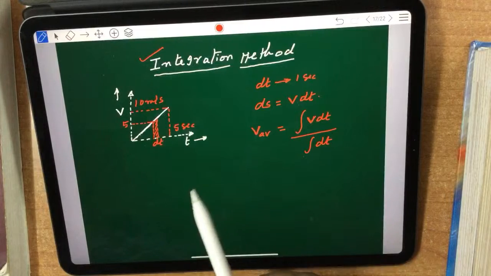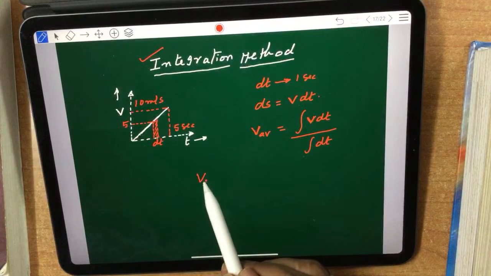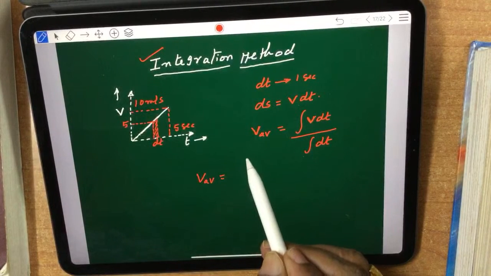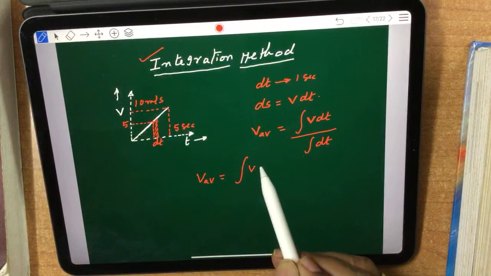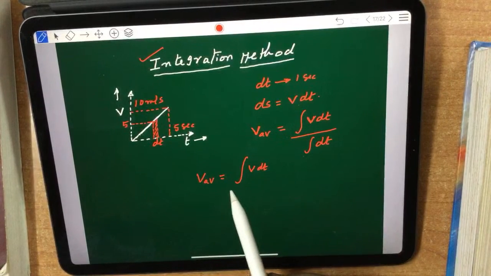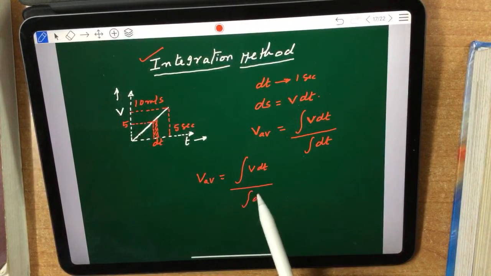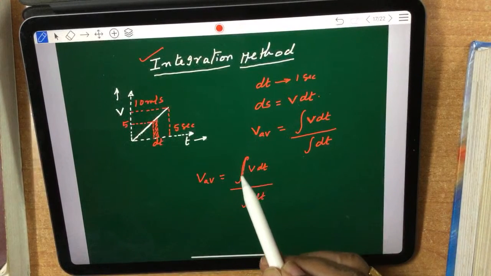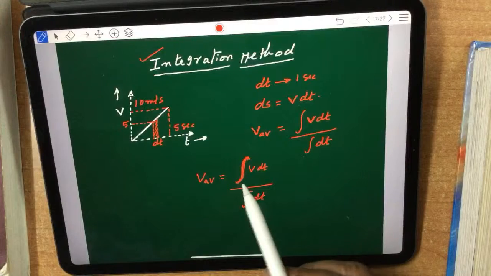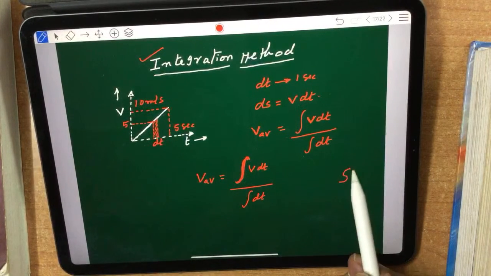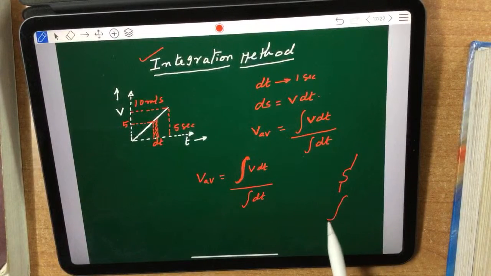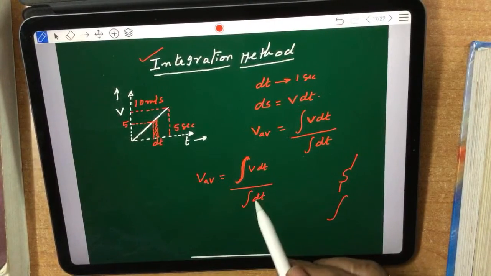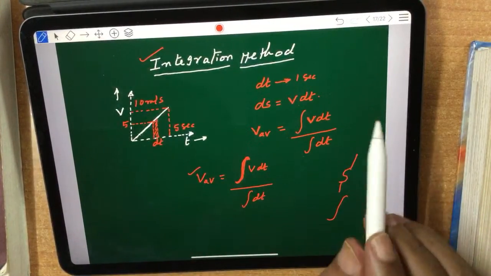Okay, so in the integration method, average velocity is the sum of v dt. What is v dt? Small displacement. Divide by total time, which means sum of dt. This symbol indicates the sum, a stretched S. This is a symbol used by Newton. Newton developed this calculus. Okay, so integral of v dt by integral of dt is v average. So don't worry about this one.